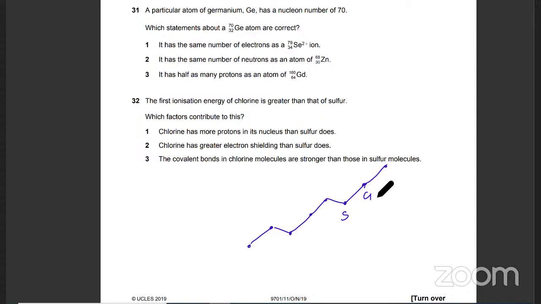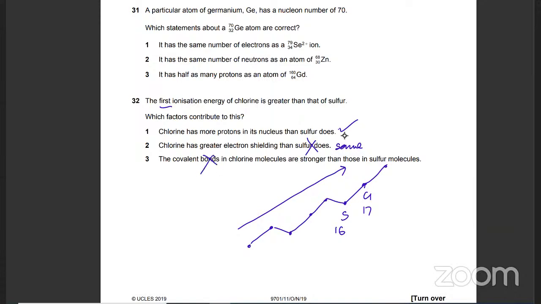It has more nuclear protons. More protons, okay, so it's got more protons, and net positive charge is greater. There is no net positive charge. You're talking about the first ionization energy, so right now it's neutral atoms. Chlorine has greater electron shielding. Is that true? No, sir. Across the period, shielding is constant. You have the same shielding. So that is wrong.